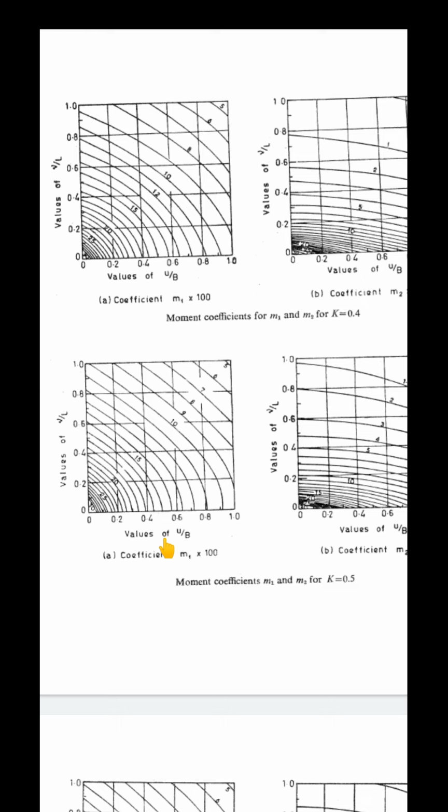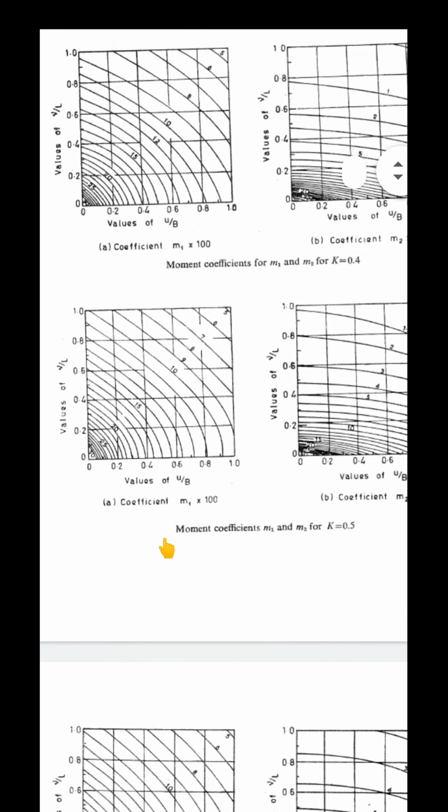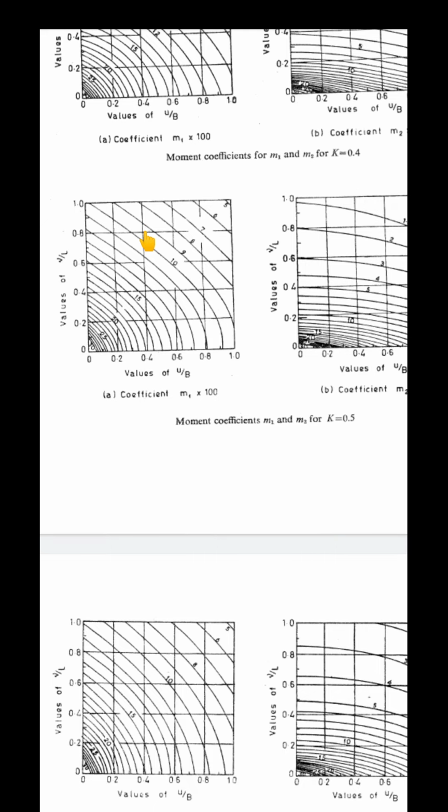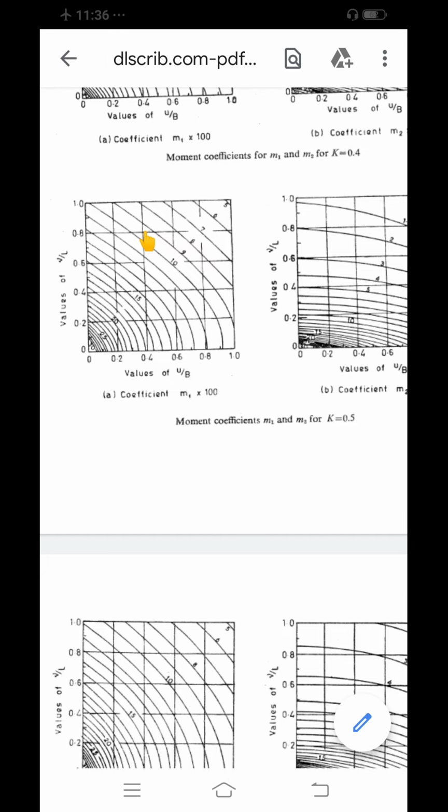In this line, V by L ratio 0.808 means somewhere here. So this one is between 9 and 10. These values are multiplied with the 100. But what we needed are M1 and M2, so whatever value we consider needs to be divided by 100. Correct? So 0.4 and 0.8, it is between 9 and 10.